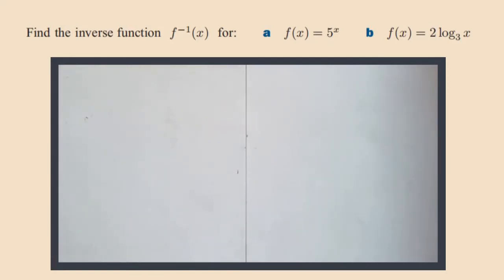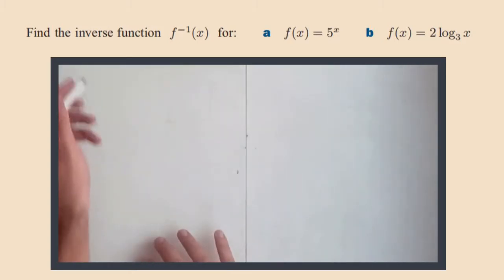Find the inverse function, f inverse of x, for a, f of x equals 5 to the x, and b, f of x equals 2 log base 3 of x. So remember, with inverse functions, we're basically changing the subject of the formula or of the equation.